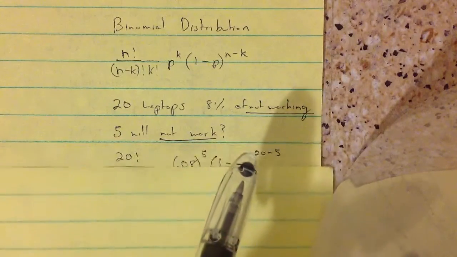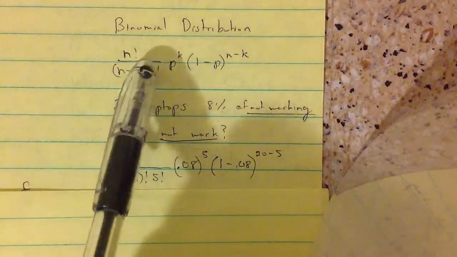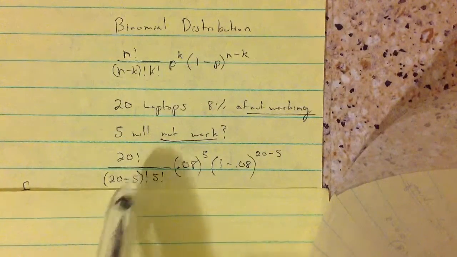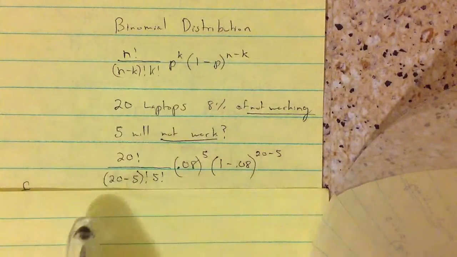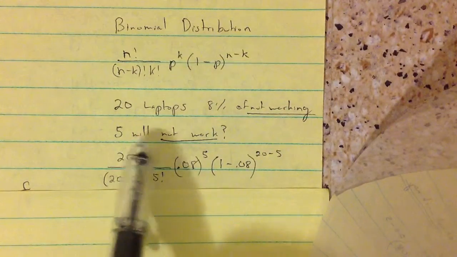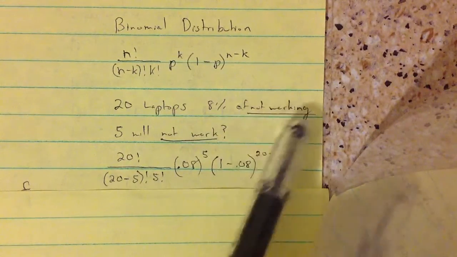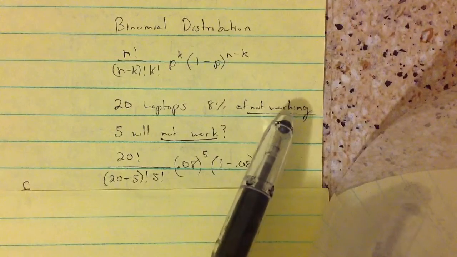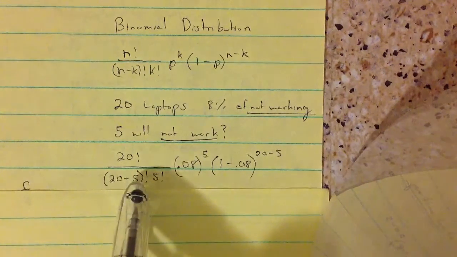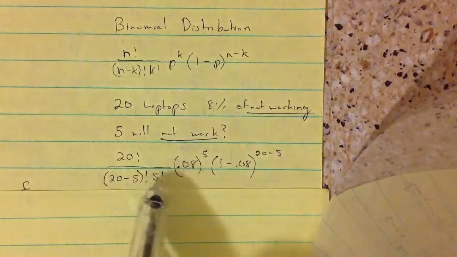What that means is when you plug all this information in, n is the total number of laptops. So you plug that in, 20, and then n minus k, 20 minus k is the success. It's the number of successes. And we established that not working is the success. So 5 will be k. And then k here is 5.